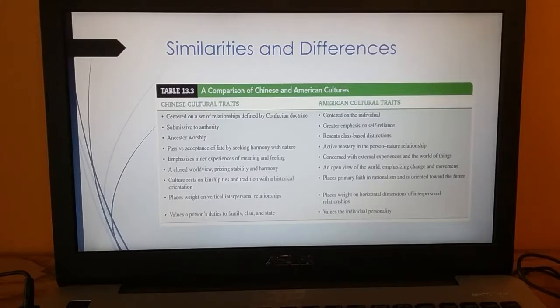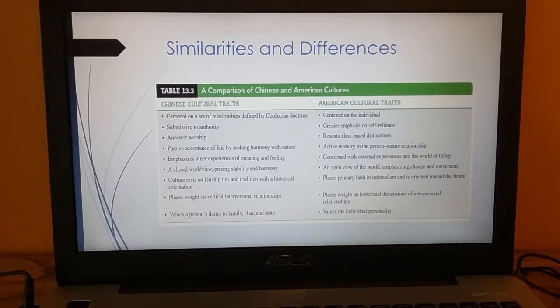So, for example, this is a compare-contrast of Chinese cultural traits and American cultural traits. You can read through them. The Chinese tend to generally be a more collectivist culture, so they're more centered on relationships, whereas Americans are centered on the individual. Generally speaking, and again, these are generalizations, the Chinese defer to authority, whereas Americans are, again, more independent and more interested in self-reliance. So you can go through that, it's the more traditional idea of collectivist versus individualistic society.